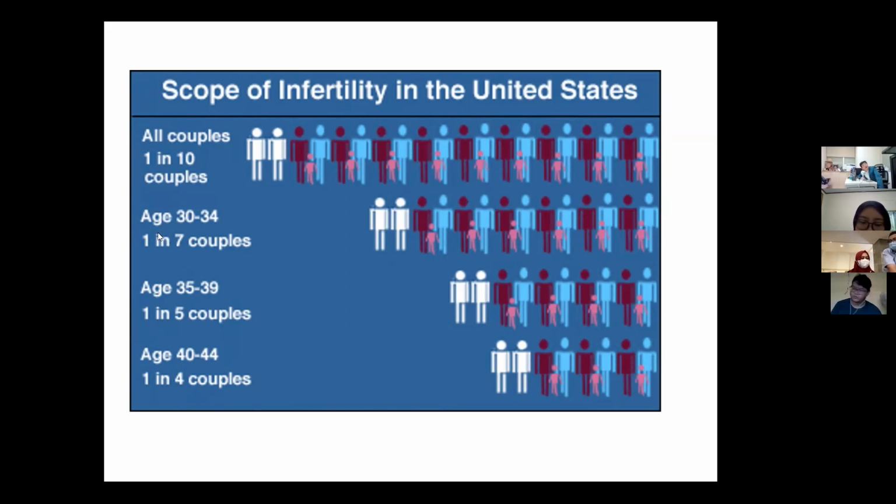If you are young and got married between 30 to 34, 1 in 7 couples have infertility. It's not easy to get a baby. If you get older, 40 to 44, 1 in 4 couples has difficulty getting a baby.